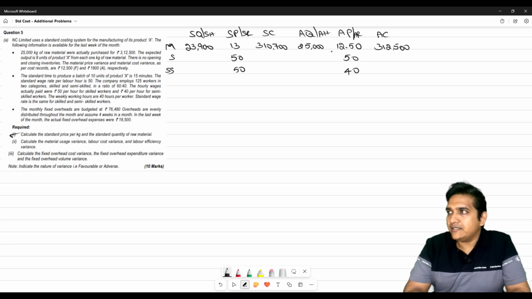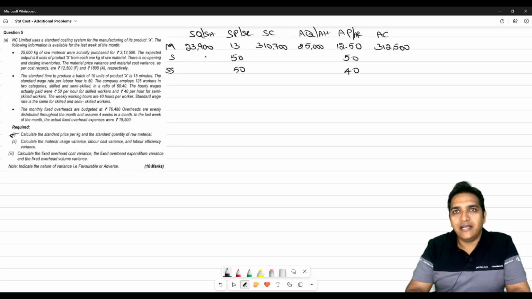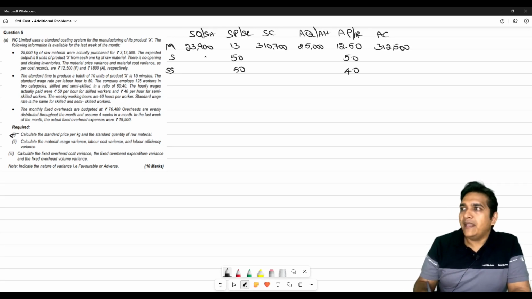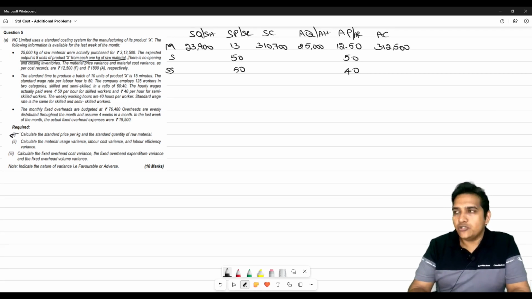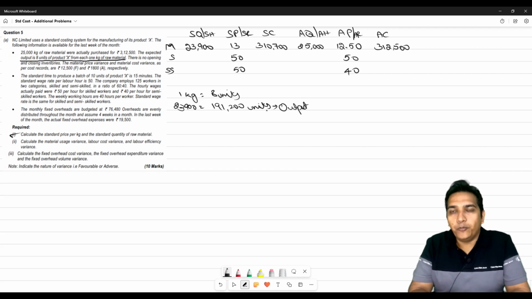How will we compute standard hours? We have got our standard quantity for material. In the question for material, it says the expected output is 8 units of product X from 1 kg of raw material. So if 1 kg is equal to 8 units, how many units will I get for 23,900? So 23,900 into 8, we get 1,91,200 units. This is my output, right?